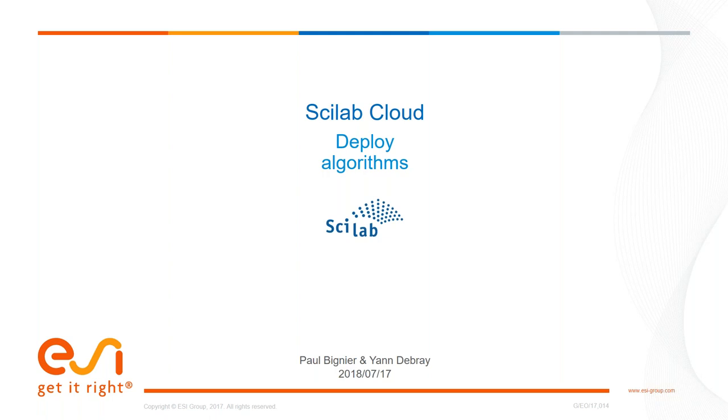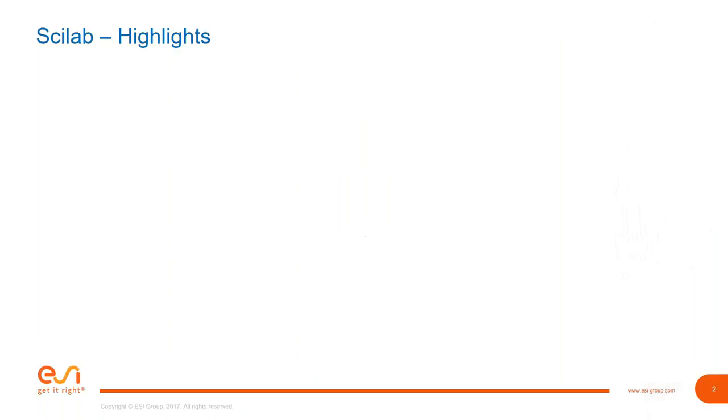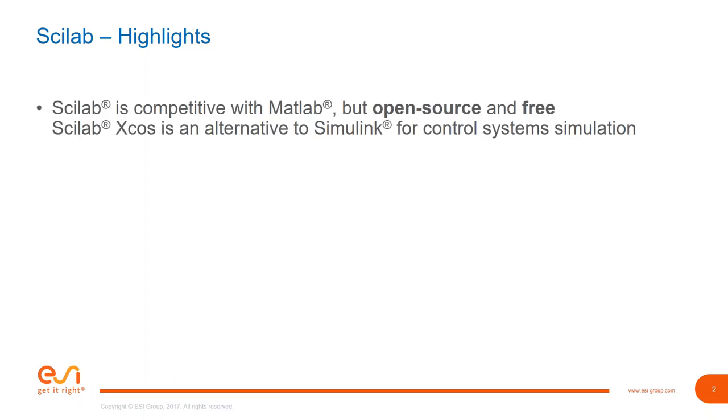So what we have today for you is a live session around the deployment of algorithms on Scilab Cloud. I have 3 slides to introduce Scilab overall for those of you who don't know Scilab yet. First of all, Scilab is a competitive solution, an alternative to MATLAB, but open source and free. We do have an alternative to Simulink for control system simulation, and Paul is actively developing this. If you have questions regarding this aspect, we can discuss it in a Q&A.